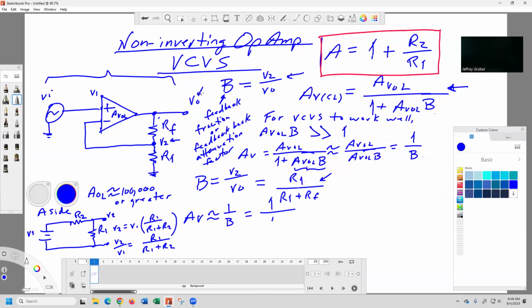So what I'm going to do is substitute for B, 1 over B. AV is 1 divided by B, 1 divided by all this. What does that equal? If I want to put this upstairs, this is a compound fraction. If I want to move this upstairs, I just flip it around. Right?